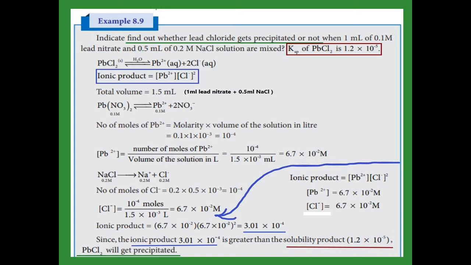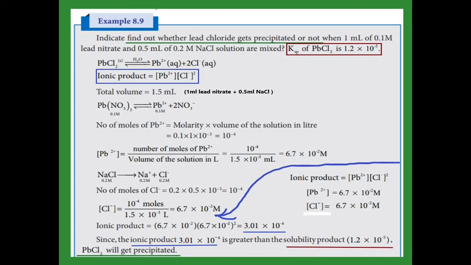Then the total volume. What substances do we have here? Lead nitrate and sodium chloride. The lead nitrate volume is 1 ml and the sodium chloride volume is 0.5 ml. So 1 ml plus 0.5 ml gives a total volume of 1.5 ml.